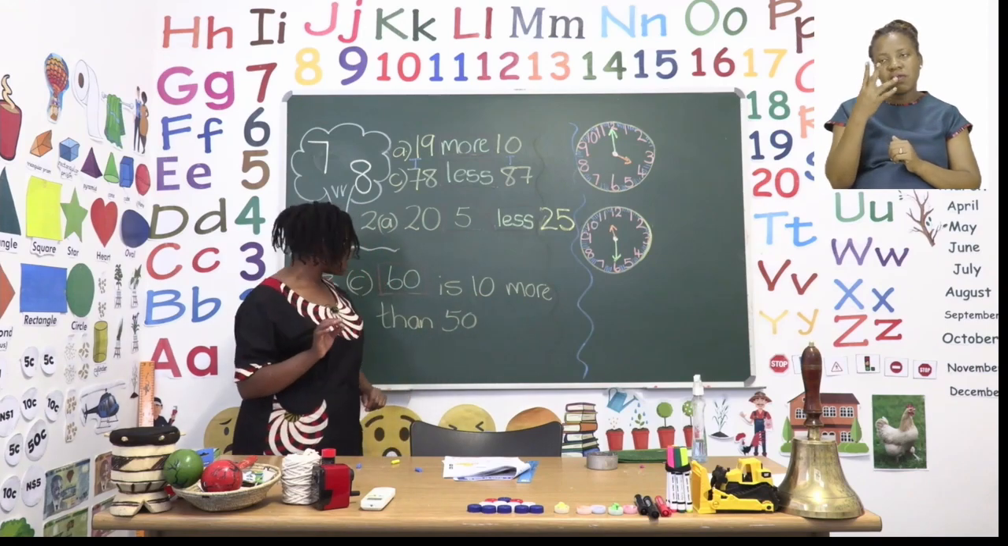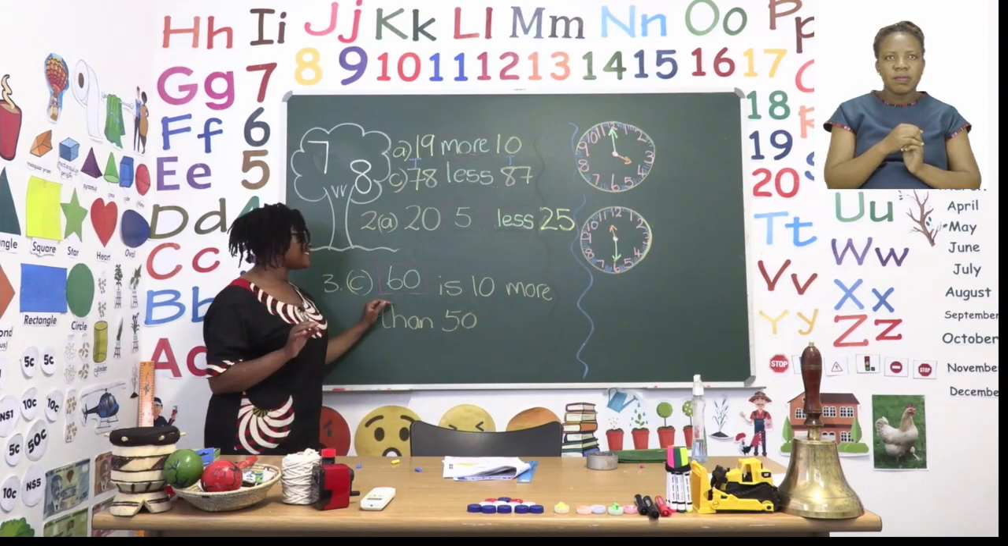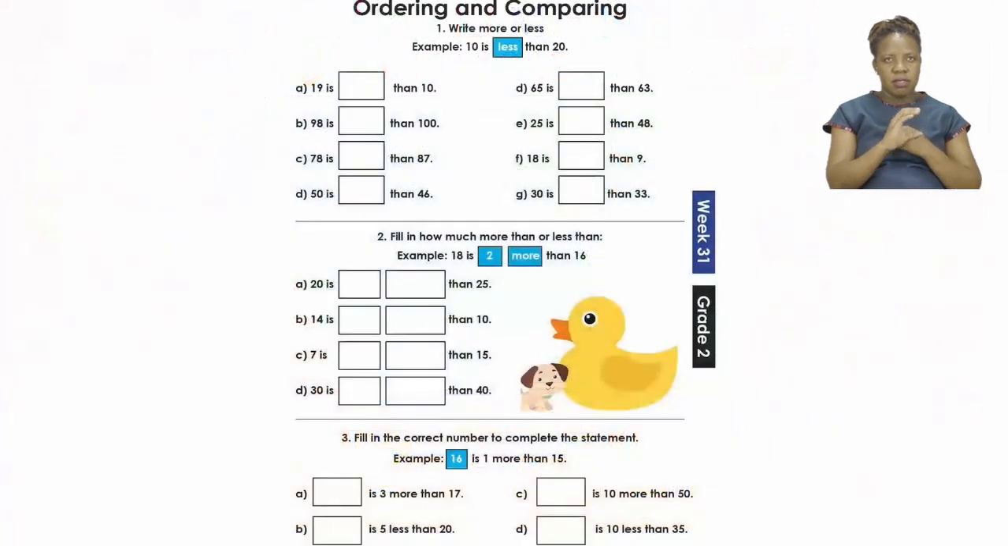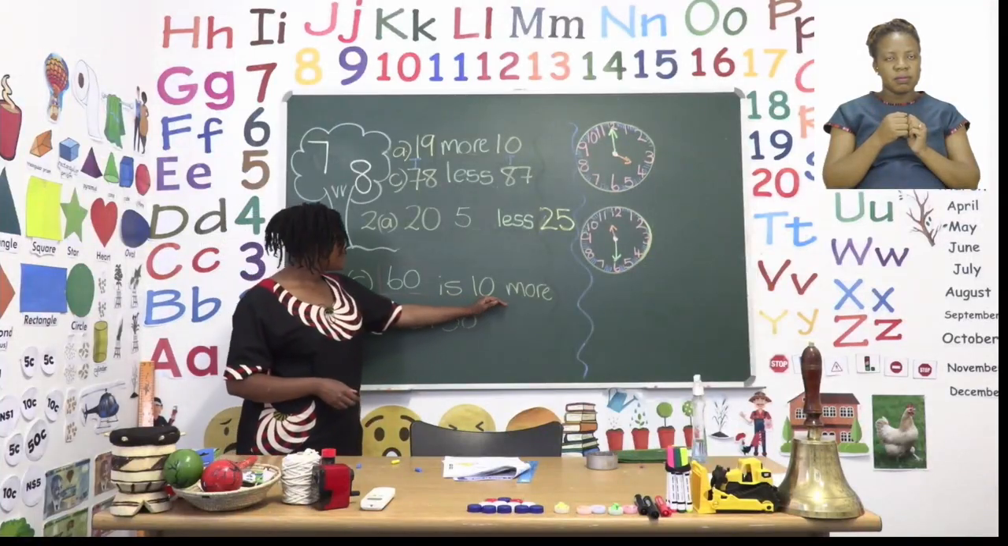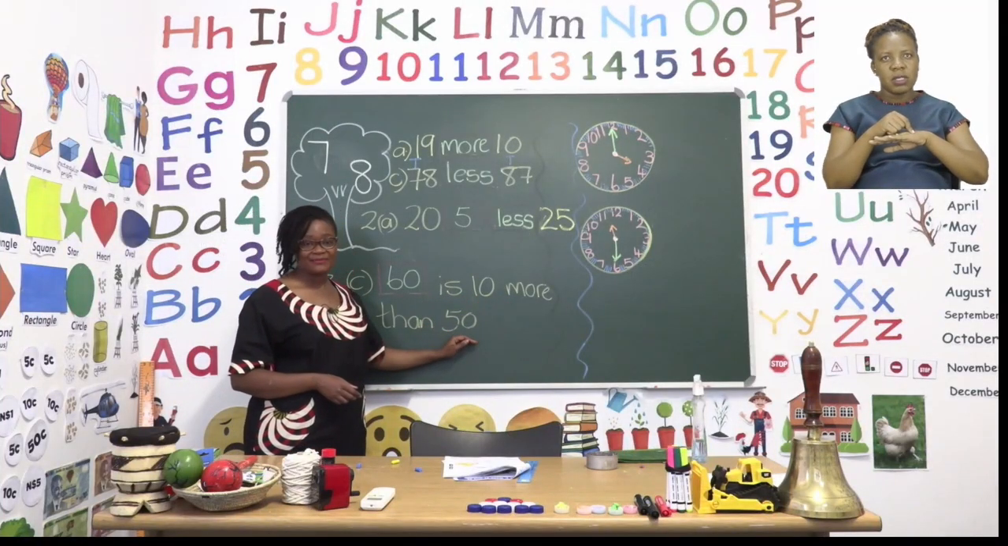Let's try for now number 3C. Now, number 3C is special because instead of trying to find out a number and then more or less, we actually need to find the beginning number. And how do we do that, boys and girls? Well, we count on from the last number that we've been given to the one in the middle. Let's do C together. Now it says dash is 10 more than 50.